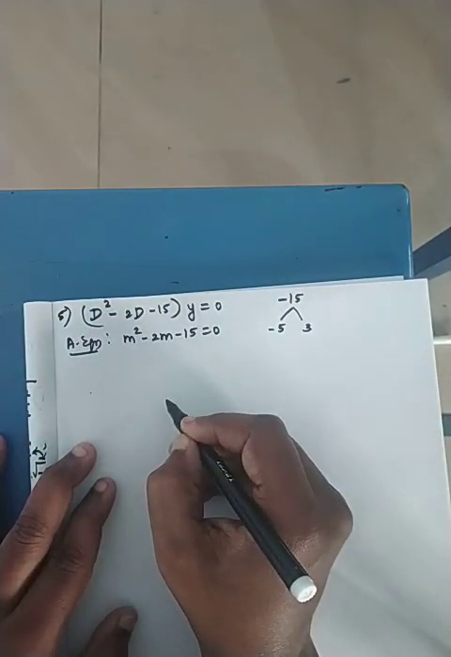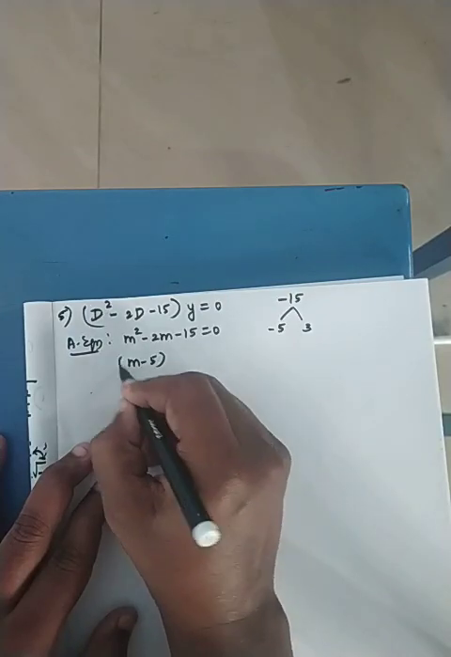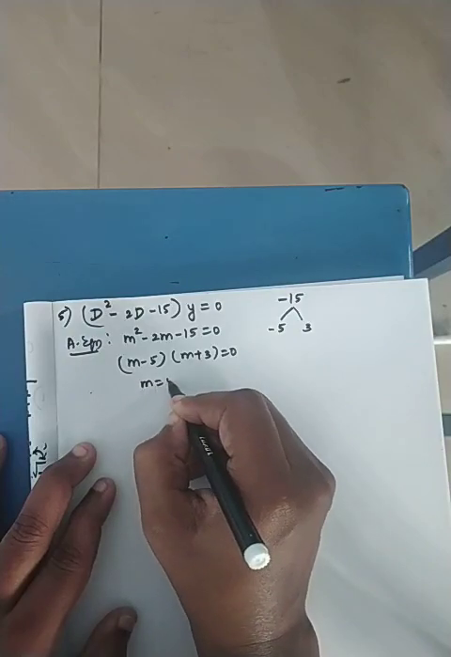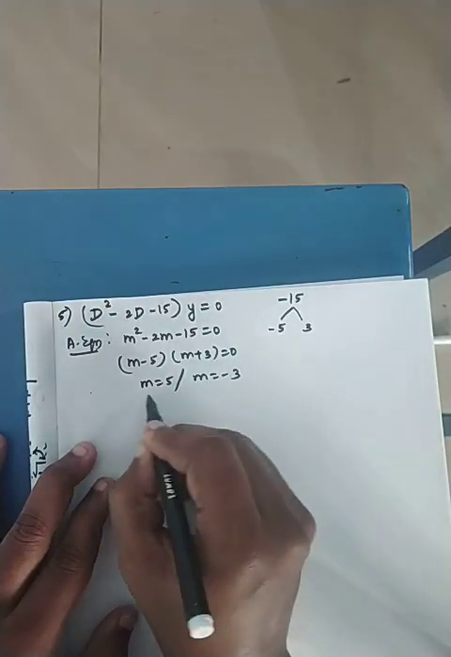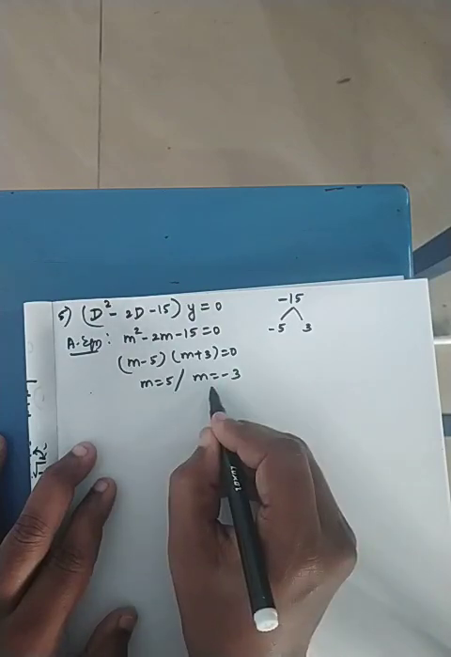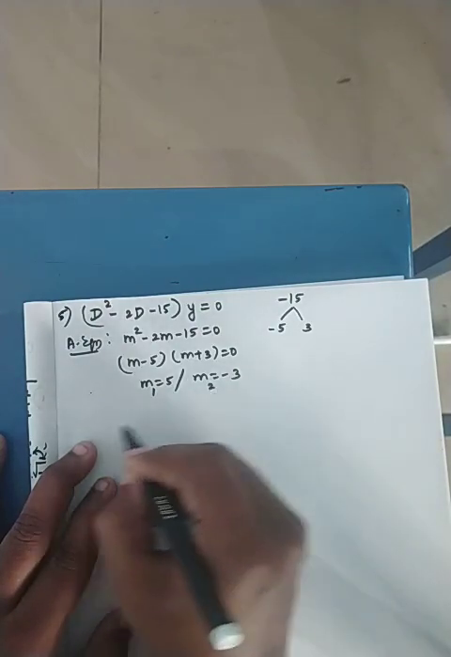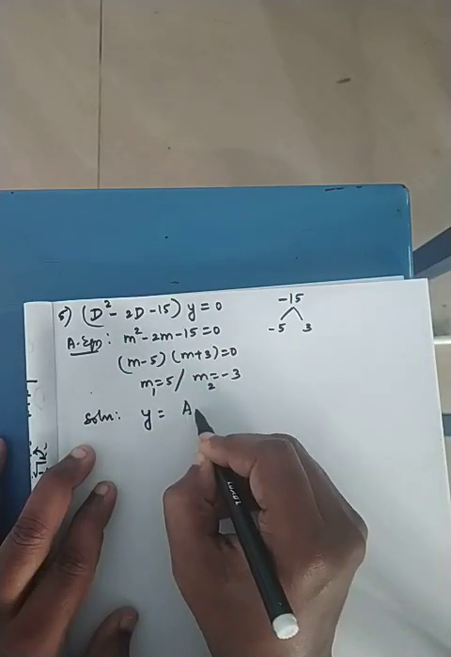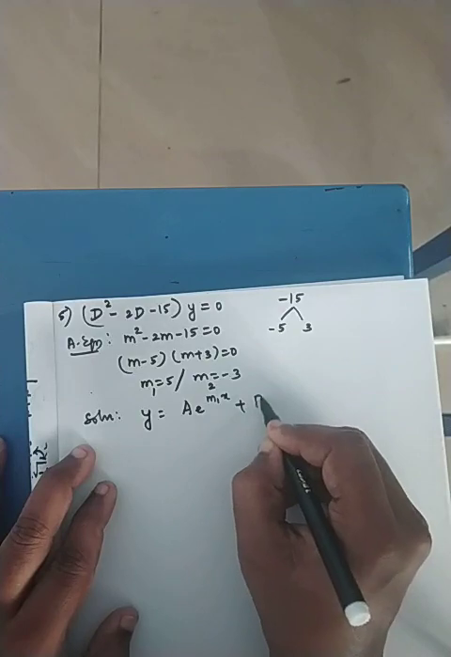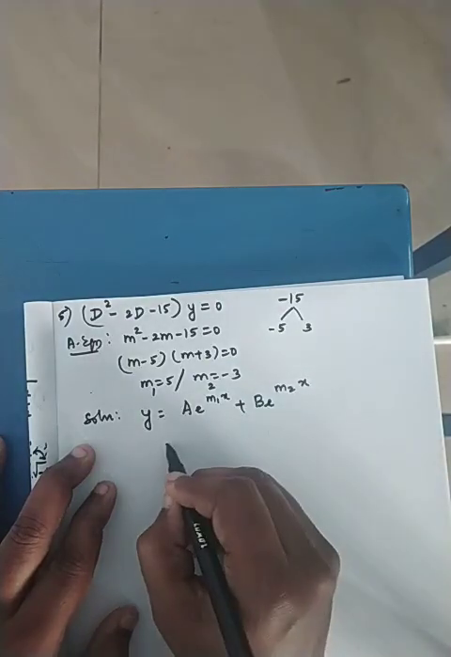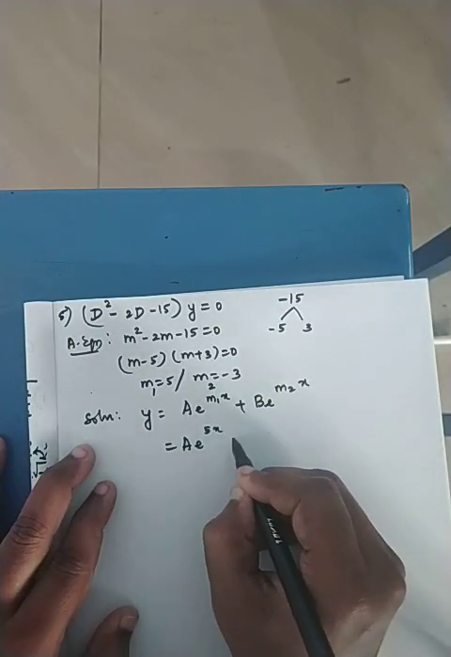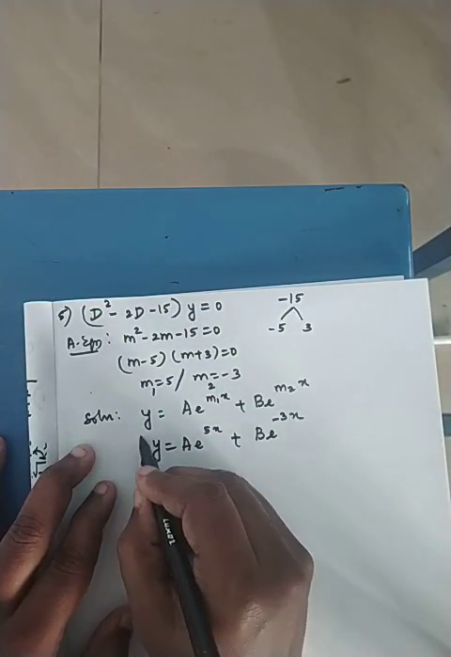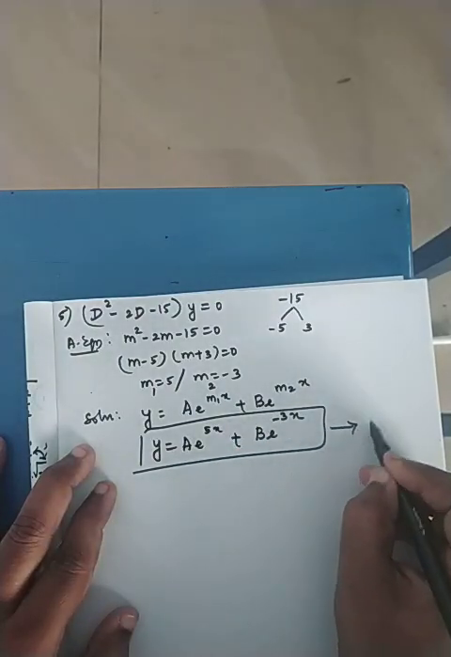So what will be my answers? It will be m minus 5 into m plus 3 equal to 0, or m is equal to 5 or m equal to minus 3. These are the two roots. Since these two roots are different, I can say m1 and m2. So my solution will become y is equal to a into e power m1x plus b into e power m2x, which is equal to a into e power 5x plus b into e power minus 3x. This is my y. I can mark this as my first part of the solution, equation 1.